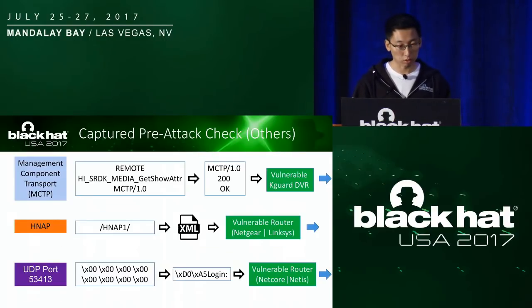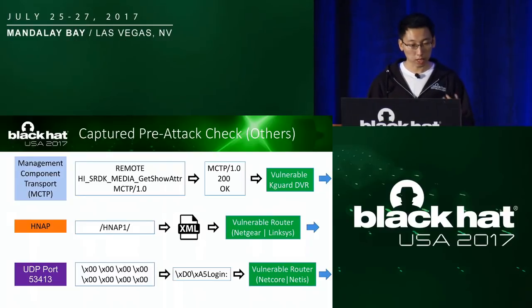Besides the HTTP protocol, other IoT-related protocols or even customized protocols can also be used to perform the pre-attack checks. For example, we identified that attackers used the MCTP protocol to get the attributes of the device before attacking it, like the KGuard DVR. A similar check has been found in the HNAP protocol as well. For a customized protocol, like UDP port 43413, attackers may send 8 bytes of 0 to the honeypot in order to determine whether the host is a Netcore router which supports this customized protocol.